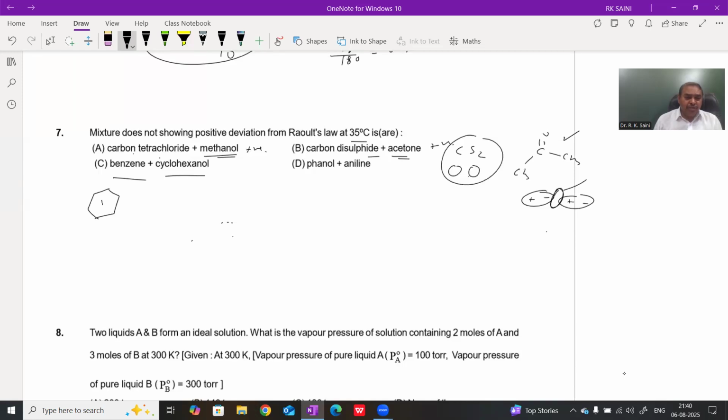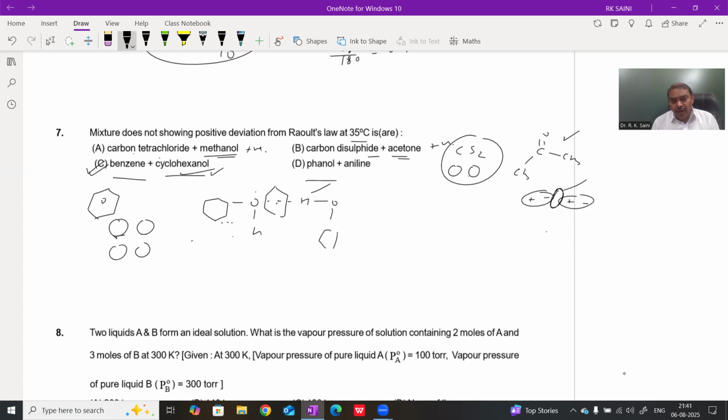Therefore, dispersion forces, London forces, are weak forces between molecules, the weakest force. In benzene and cyclohexanol, cyclohexanol makes hydrogen bonds with its own molecules. For example, this oxygen and hydrogen bond is present in cyclohexanol in pure form. When cyclohexanol is mixed with benzene, the hydrogen bond disappears. Therefore, attraction forces decrease, and the solution shows positive deviation.